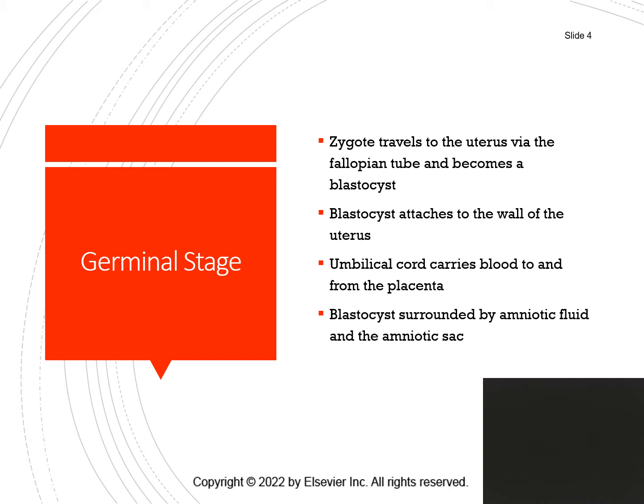Supportive tissues are developing. The placenta will develop to support the blastocyst and attach it to the uterine wall. The umbilical cord will carry fetal blood to and from the placenta, and amniotic fluid will surround the blastocyst and be contained in the amniotic sac. The germinal stage will last for 2 weeks after fertilization.